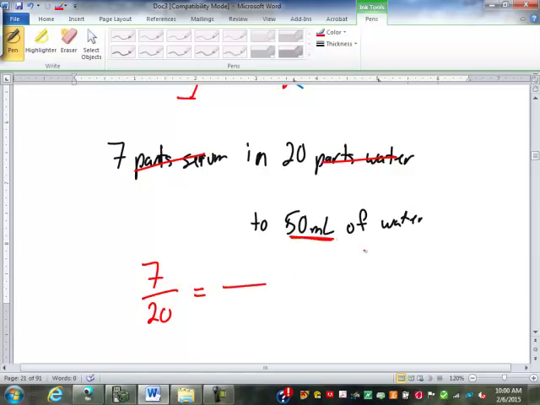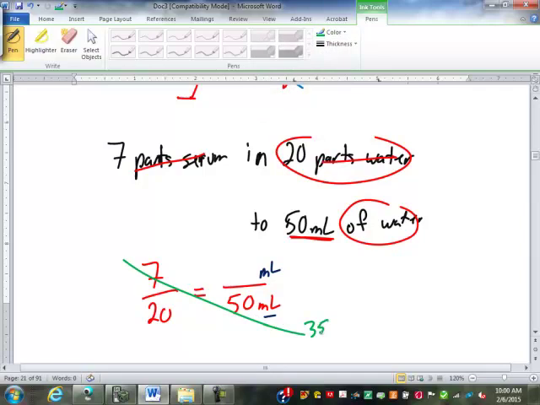Over here, where does the 50 milliliters go? Well, that's parts water, and the 20 was describing parts water, so that goes on the bottom. Now, I am going to put the milliliters on there because it tells me what units have to go in my other number. If I have milliliters here, I better have milliliters up here. So now I will cross multiply. 12 times 50 is 600, divided by 20 is 30 milliliters.